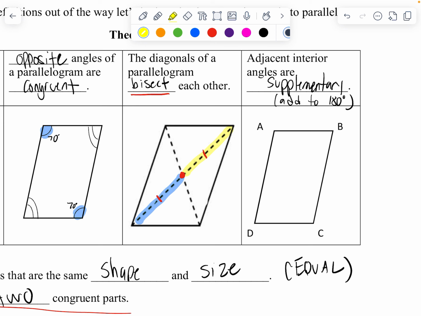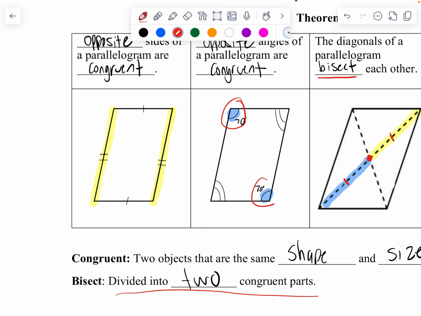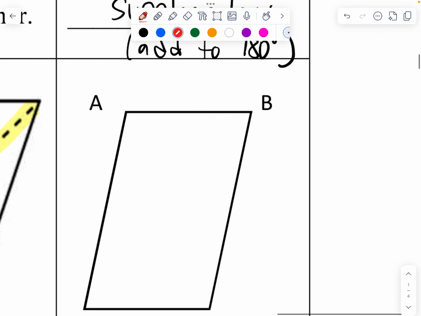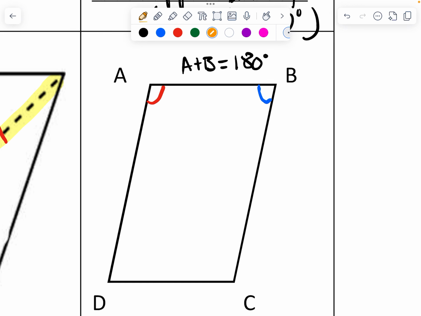All right, and then the next is that adjacent interior angles are supplementary. So we know that angles that are opposite are congruent. That means that angles that are adjacent, meaning A and B, next to each other, right? You're guaranteed that those two add up to 180 degrees, aka supplementary. And that is also true for angles like A and D. You're also guaranteed that A and D add up to 180 degrees.